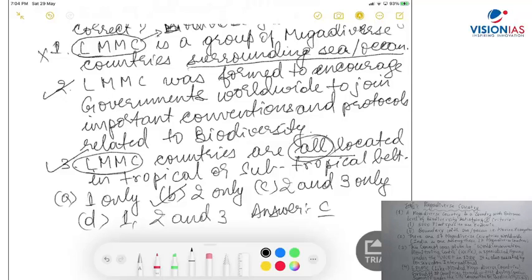Very good, Lalit also there. Most of the countries are mega diverse countries, but they don't satisfy the criteria. LMMC countries are there. See, in mega diverse countries, the USA comes in with the Alaska region. But the question is about LMMC.